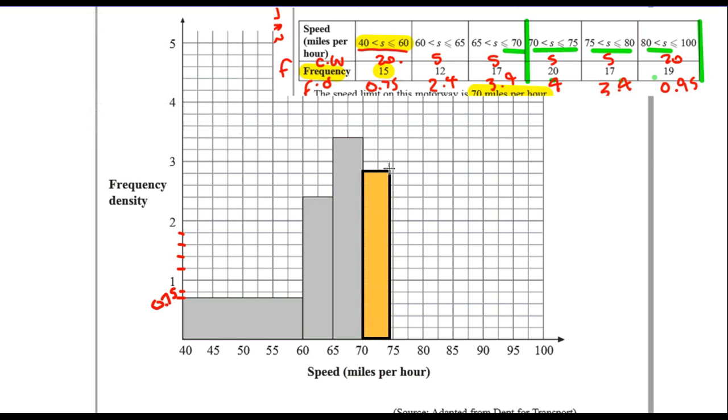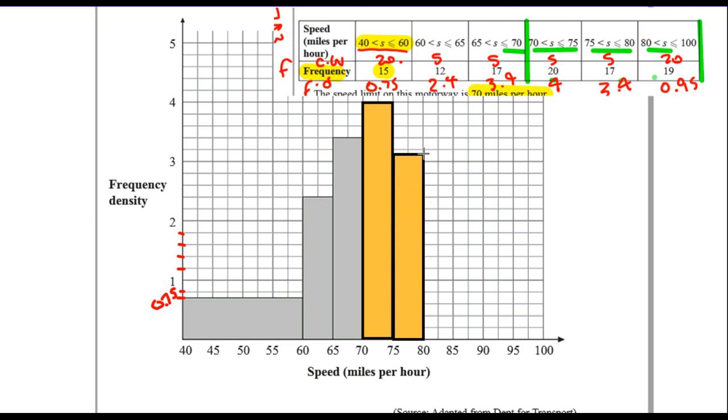Might get a bit confusing. Okay, so we go up to 4, job done. Next one, we go from 75 to 80 and we go up to 3.4. So between 75 and 80 up to 3.2, 3.4. There you go. And the final one, between 80 and 100, goes up to 0.95. So 0.95 is going to have to be right at the top of here.